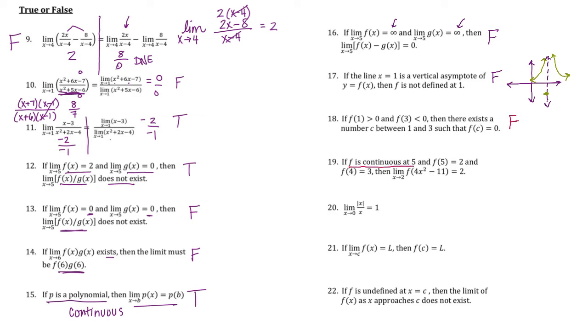Number 19, f is continuous at 5. f at 5 is 2. f at 4 is 3. So then this limit is 2. So, well, I don't know, let's go plug in and see. So if I sub in there, then I've got 4 times 4, 16. So this is going to be the limit as x approaches 2 of f at 5. And so let's see, here it's really not mattering what that is approaching. So it looks like this is going to end up being 2 here. So number 19 is true.